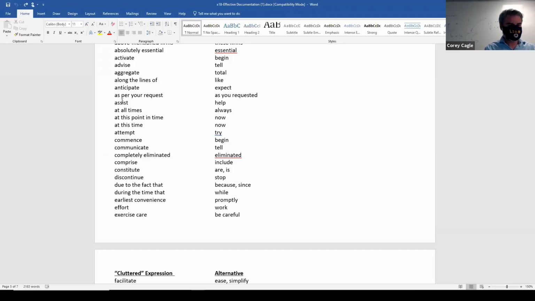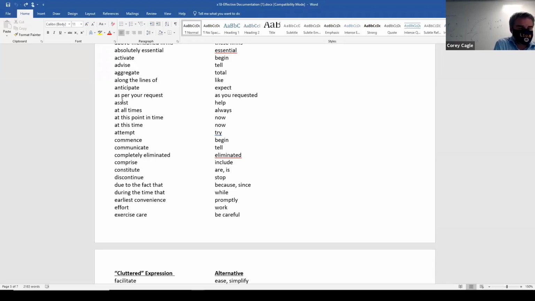At all times versus always. I see the point there, that's too wordy. At this point in time, I'll probably use that. Conversational to me, I would say that in real life. Nothing wrong with that. At this time versus now, no problem with that. Attempt versus try, there's no problem with that. I put all these together, that I have absolutely no problem with.